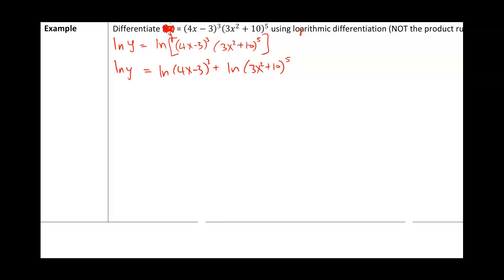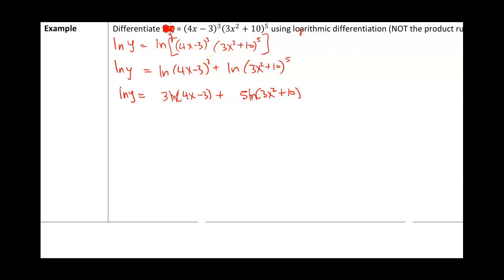Okay, so from here, the 3 and the 5 are going to come down since those are exponents. So we get the natural log of y equals 3 times the natural log of 4x minus 3 plus 5 times the natural log of 3x squared plus 10. And actually, for proper notation, I'm going to put the natural log inside here, not outside. So just this 3 and this 5, they both are going to come down.